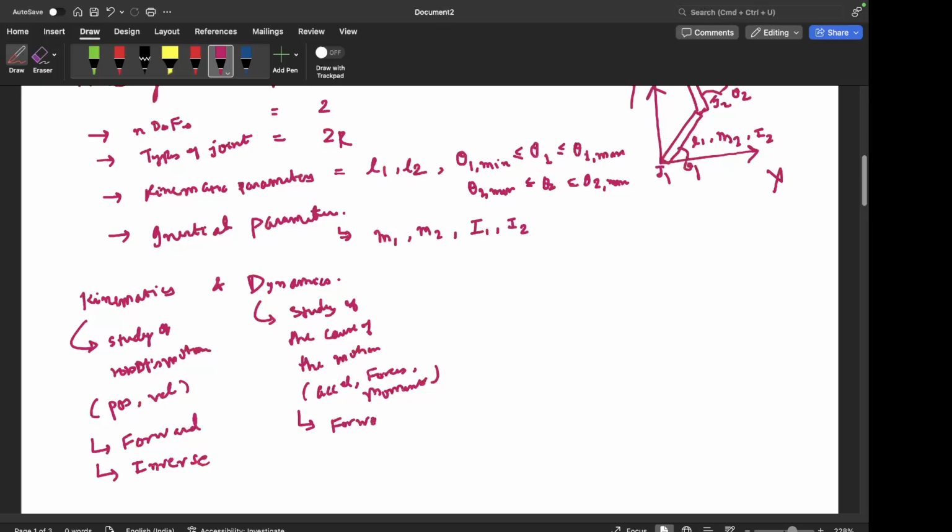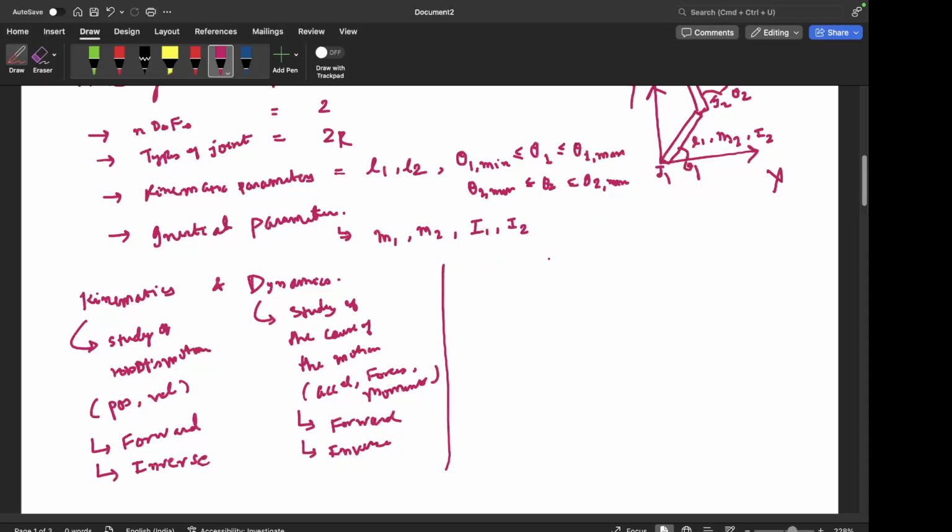Here also there is the forward problem and the inverse problem. So this is something that I would wrap up with today: what is forward kinematics, inverse kinematics, and what is forward dynamics and inverse dynamics.